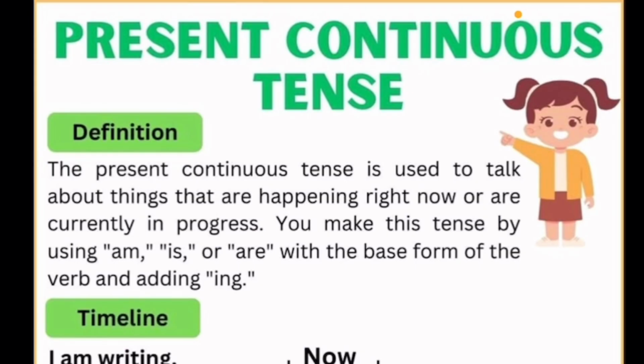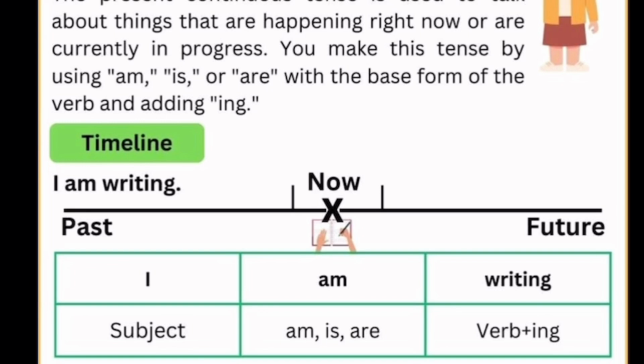Present continuous tense. The present continuous tense is used to talk about things that are happening right now or are currently in progress. That is, we use it to express an action that is ongoing at the time of speaking. And how do we form this tense? We form it using 3 auxiliary verbs, which are am, is, and are. Then, with the base form of verb adding ing.